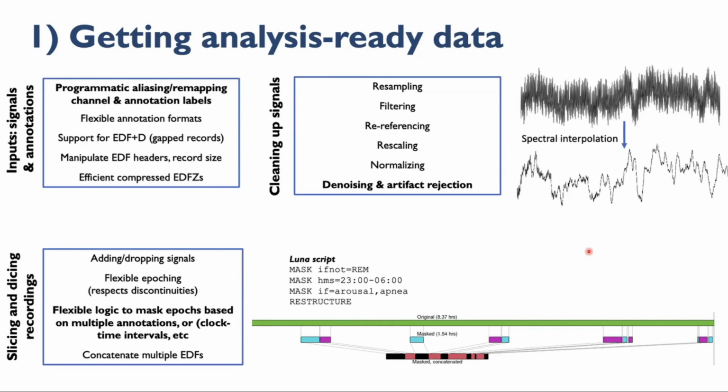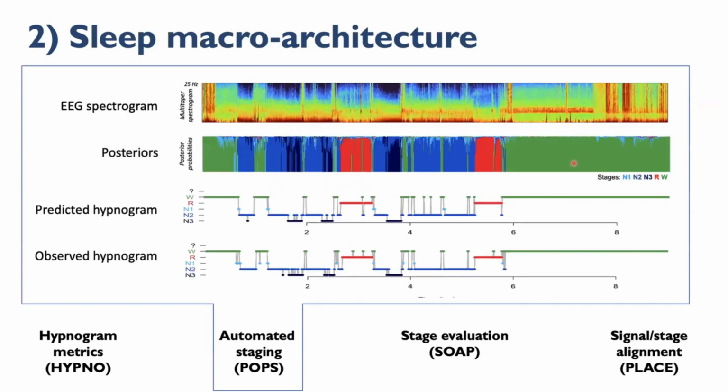You can slice and dice recordings quite flexibly. So here's an example of Luna script commands to select only certain parts of the recording for analysis. Also, as well as adding, copying, and dropping signals, there are other standard options for cleaning up signals, including resampling, filtering, and others, denoising, artifact rejection options, illustrated here, spectral interpolation to attenuate line noise harmonics.